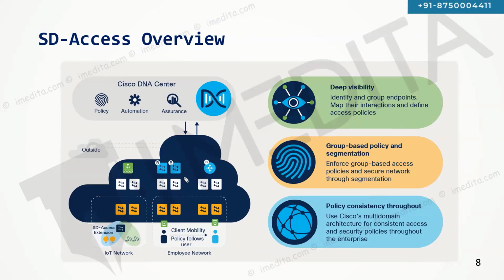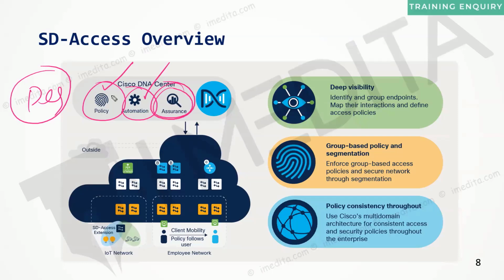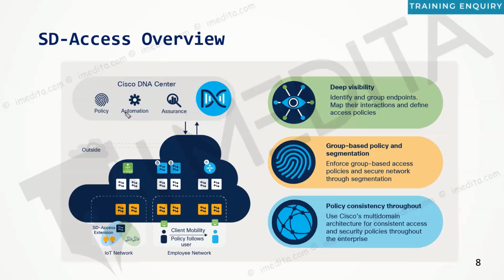DNA Center offers four major workflows: design, policy, provision, and assurance. Design is where we design our network; policy is where we configure the policies for our network; provision is where we do the configurations of our devices; and assurance basically means where we can do the monitoring. So DNA Center offers these four major things.